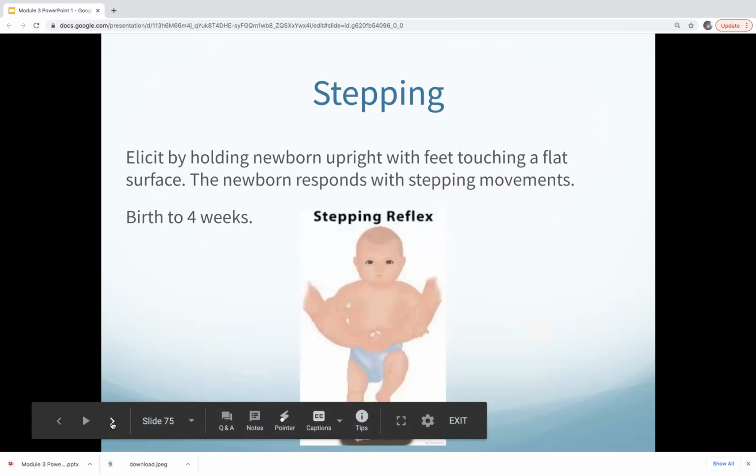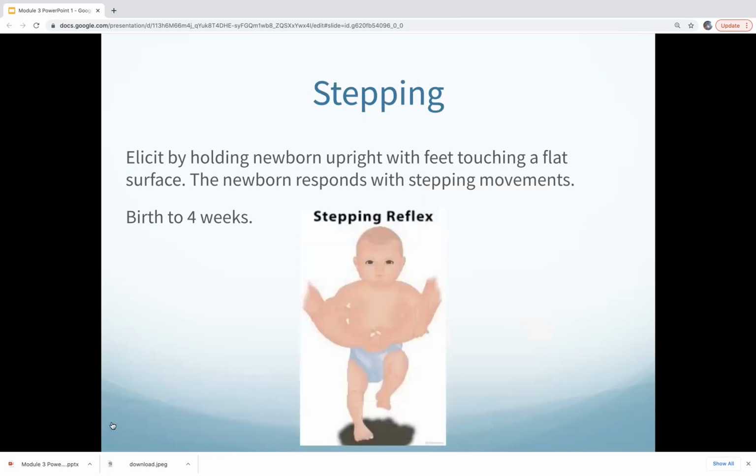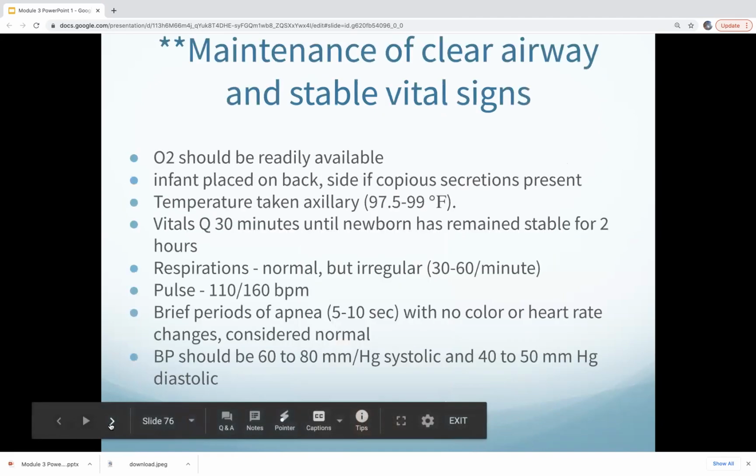Stepping. They're like, oh, my baby's already learning how to walk. It's so cute. This is up to about 4 weeks, and you hold the baby over a flat surface, and the baby kind of tries to walk across the table, so to speak. All right, that was our reflexes.